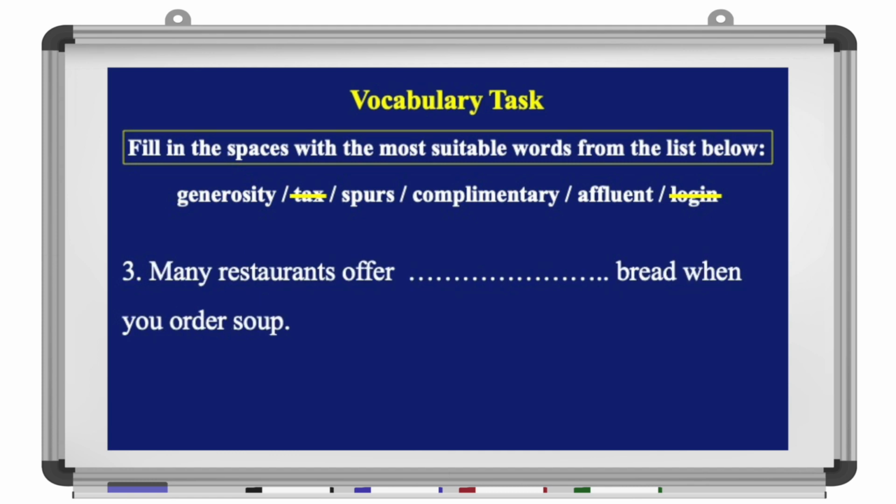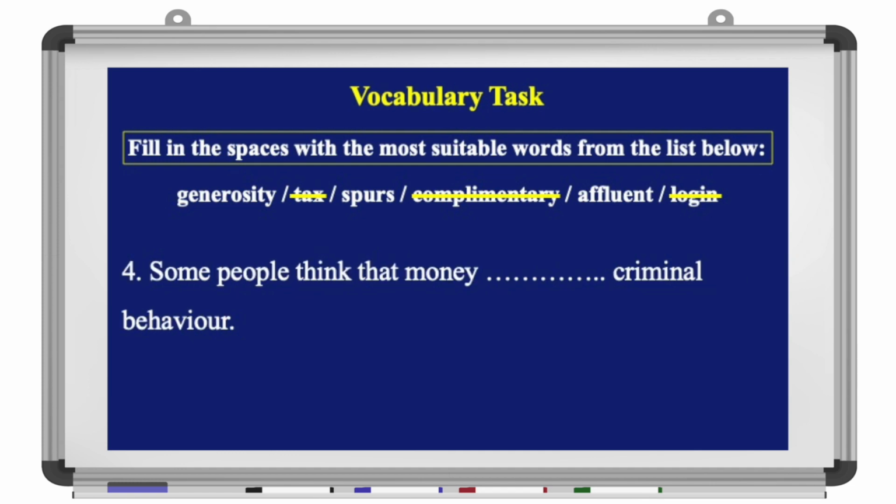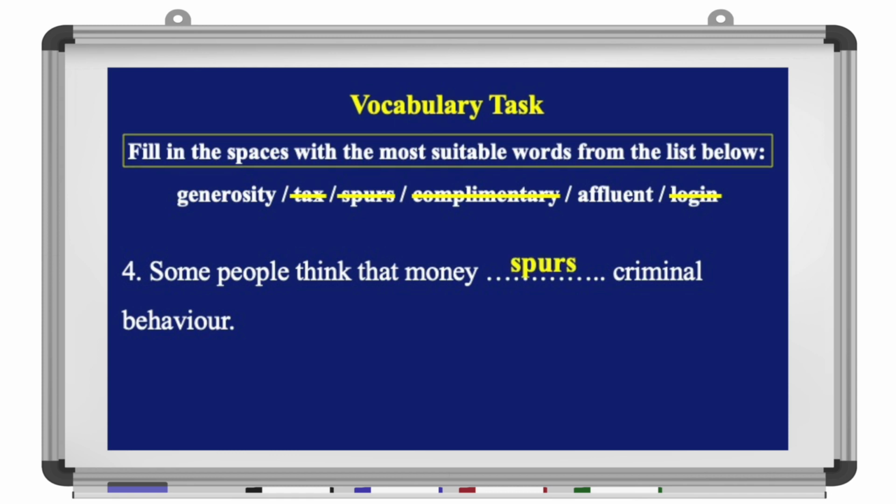Many restaurants offer blank bread when you order soup. Some restaurants do this. They give it to us for free. So the word is complementary. Well done. Some people think that money, blank, criminal behavior. This is an evil act. So what do you think it does? It encourages evil, doesn't it? I gave you a hint again. So you should know the answer. It is spurs. Well done.